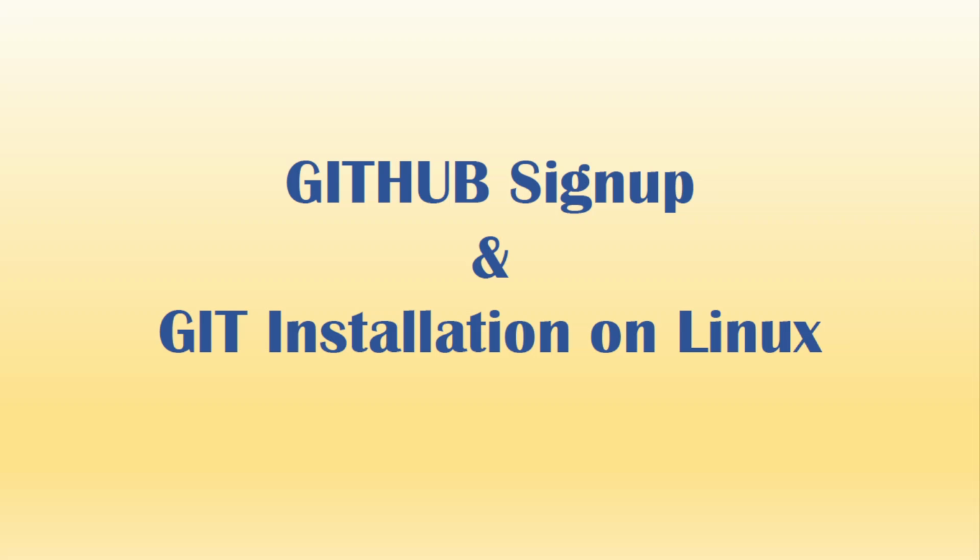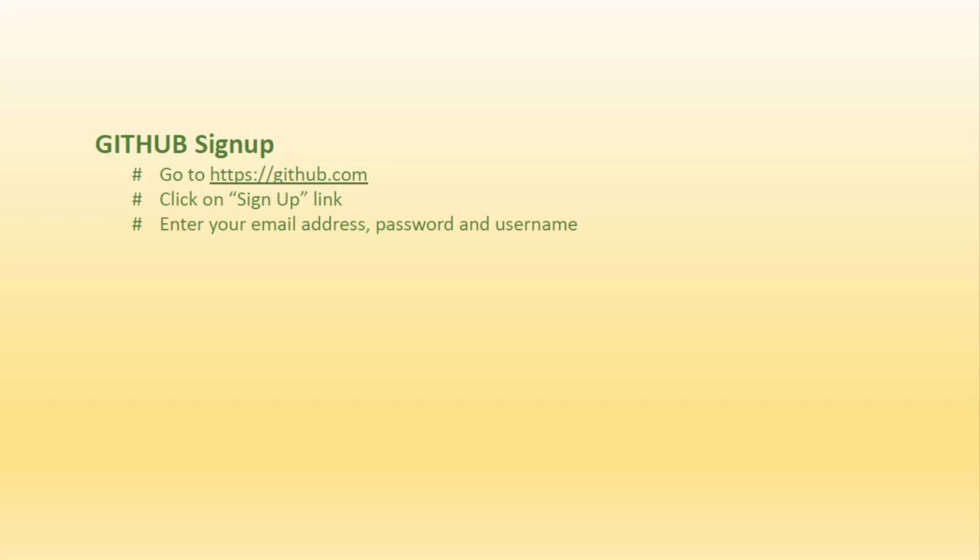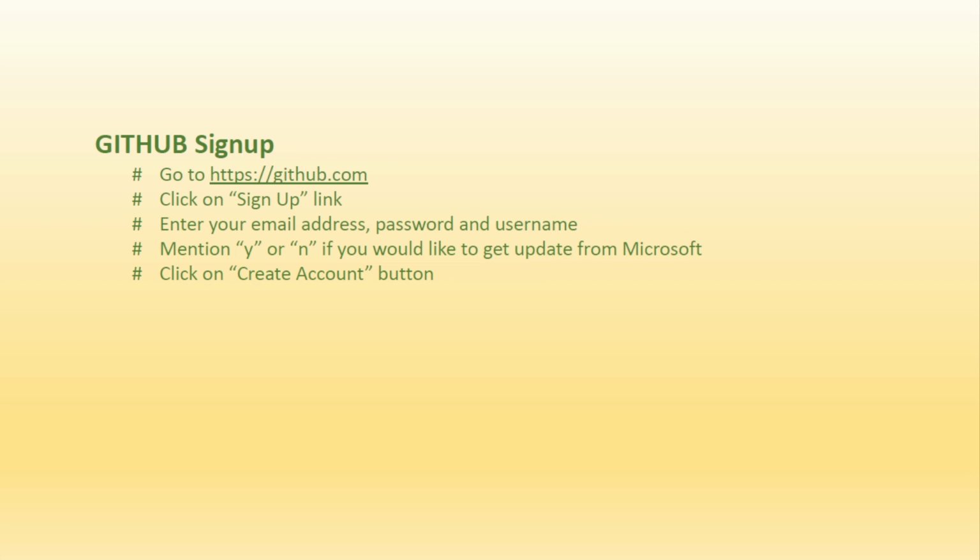Okay. Now let's quickly understand the GitHub signup process and Git installation on Linux. For GitHub signup, I'm just sharing the steps, and then we will go to the internet browser and run those steps. First, you need to go to github.com and click on the sign up link. You need to enter your email address, password, and a unique username. As a next step, it would ask you yes or no if you would like to get updates from Microsoft. It's up to you whether you press yes or no. Then you can click on the create account button.